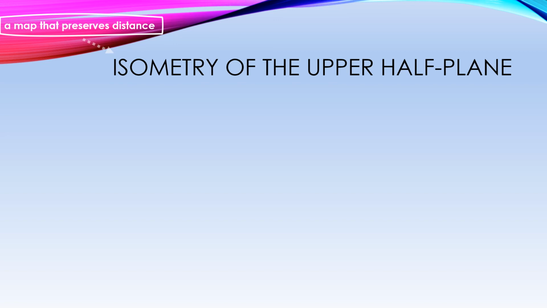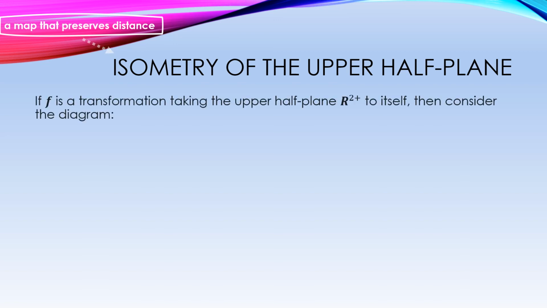So now we're ready to talk about the isometry of the upper half plane. If F is a transformation taking the upper half plane to itself, then consider this diagram where H squared is our hyperbolic plane, and we are mapping that onto the upper half plane in the same way that we think about mapping a globe onto a flat piece of paper. And then F is our transformation, the inversion through a circle that takes the upper half plane to itself. And then we're using Z, that map again, that's going to help us take our upper half plane back to our hyperbolic plane.